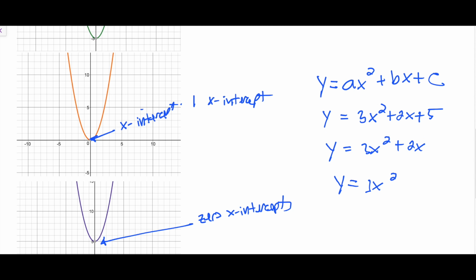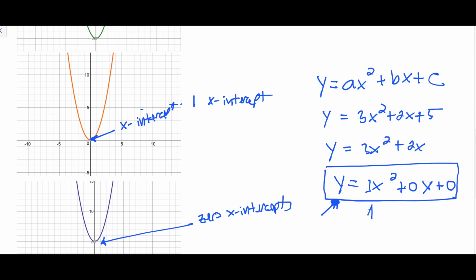What's the c value for this one? It'd be 5. Because this one doesn't have a c value. For this one here, there's nothing. Nothing, because it's 3x squared plus 0x, plus 0. See? What's the c value for this one now? 0.